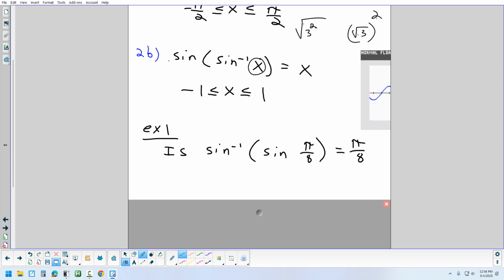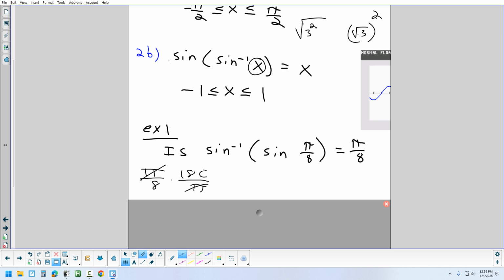Wait, but that's pi over 8. So how can that be between negative 90 and 90? What is that, a radian? It's a radian. So if we want to check if we're between negative 90 and 90, we can change to degrees. How do you change that to degrees? 180 divided by pi.